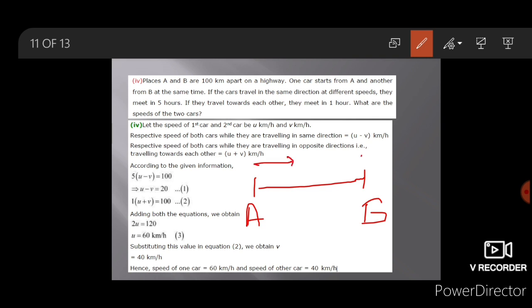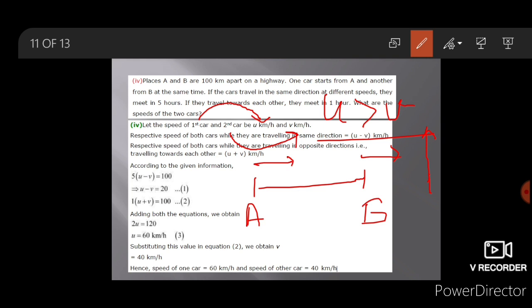If car A is moving in this direction and car B is moving in this direction, they will meet. Let us suppose that they will meet at this place and they will meet after 5 hours. Now when will they meet? When the speed of car A is more than the speed of car B. So let us suppose that the speed of the first car is u kilometer per hour and the speed of the second car is v kilometer per hour. It is obvious that u is greater than v. If it is not, then it is not possible that cars A and B will meet. So u is greater than v, it is obvious.